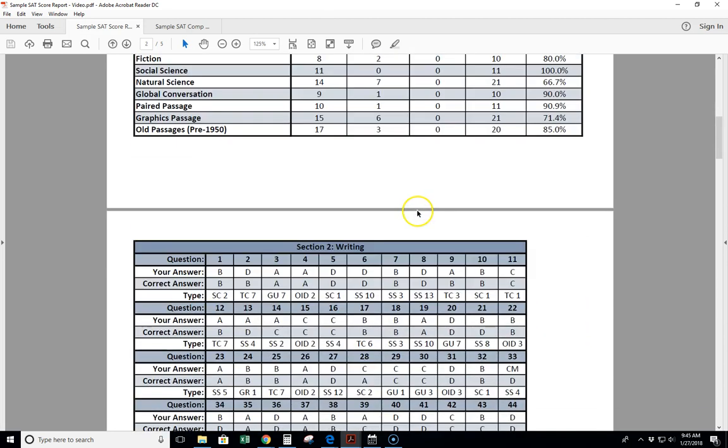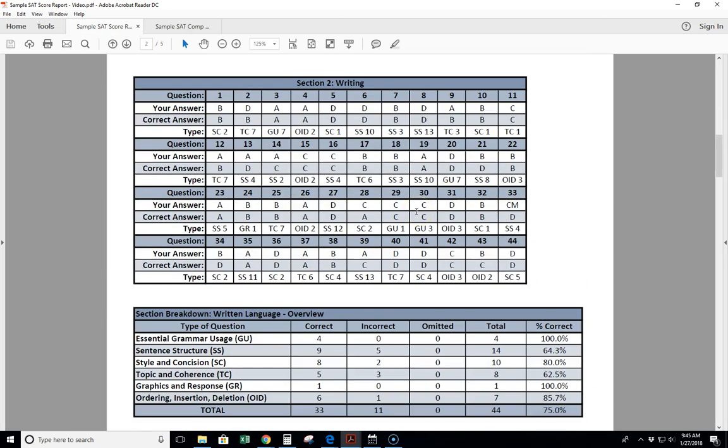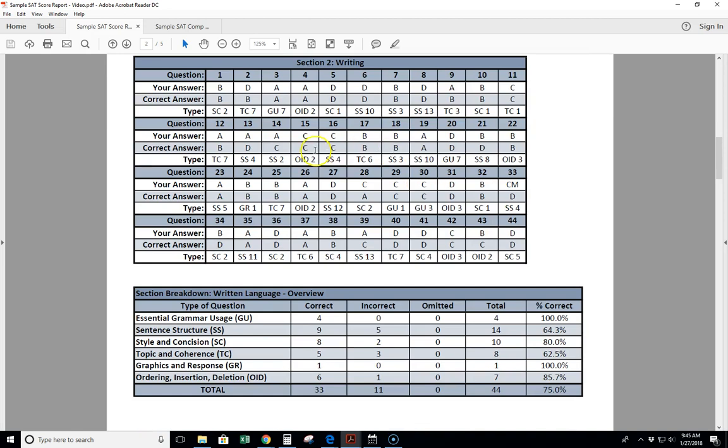And there's looking at the writing, and how it's broken down into the different types of questions it has too.